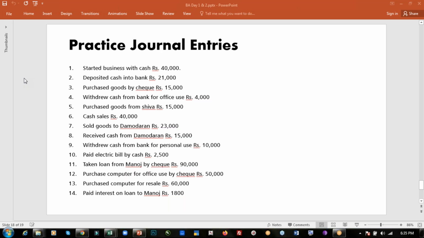And in the eighth point, we are receiving cash from the person. So cash we are receiving, cash is an asset. As per the real account rule, debit what comes in. So cash we have to debit. Damodaran is the person, so go for the personal account, and the personal account rule says debit the receiver, credit the giver. Damodaran is a giver here, so that's why it will go for the credit. Cash account debit to Damodaran will be the entry for the eighth point.